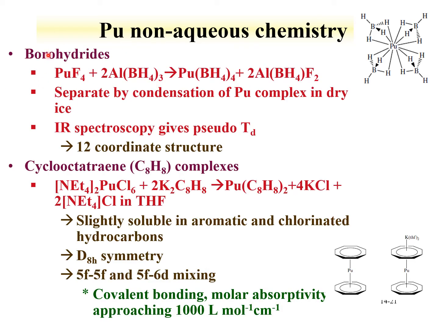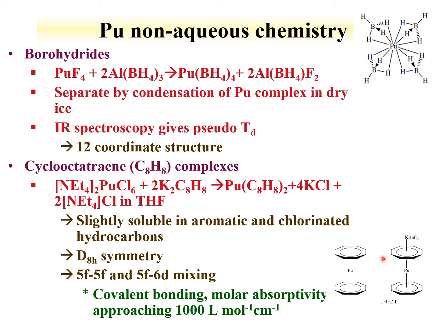Borohydrides have been prepared with plutonium tetrafluoride as a starting compound and aluminum borohydride as a reactant. These compounds are yielded, shown here, the plutonium borohydride, and you can separate this by condensation of the plutonium complex. IR spectroscopy has been examined, and the space group Td gives a pseudo-Td coordination space group.